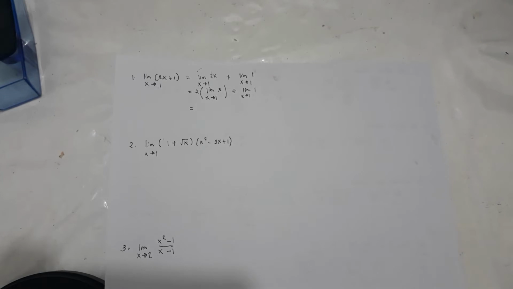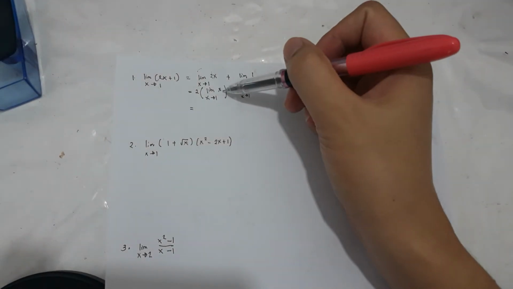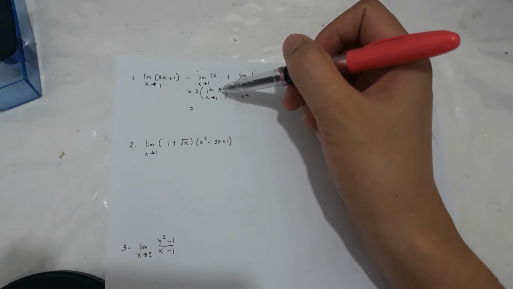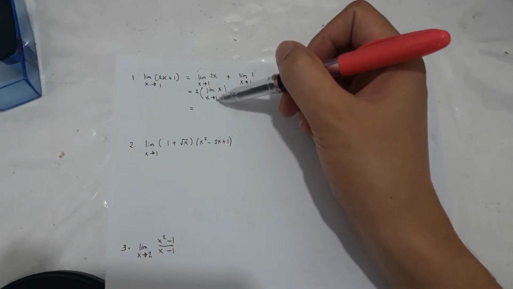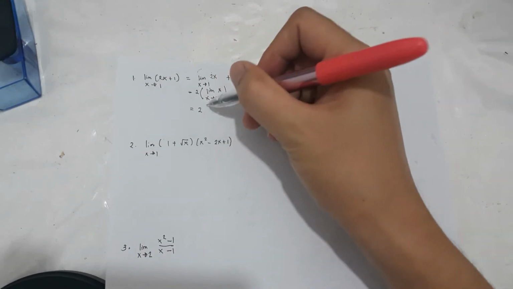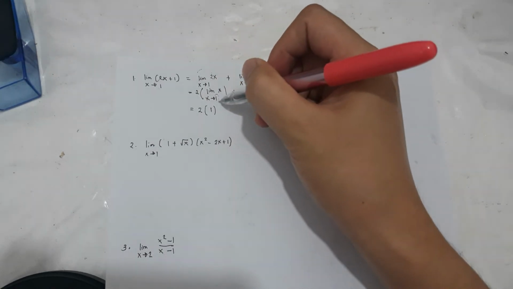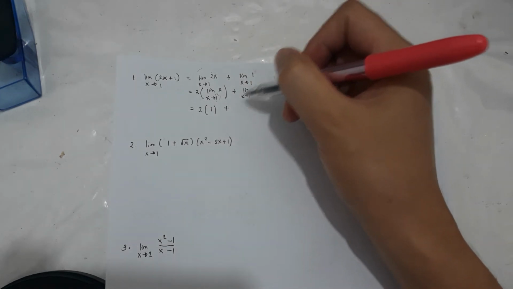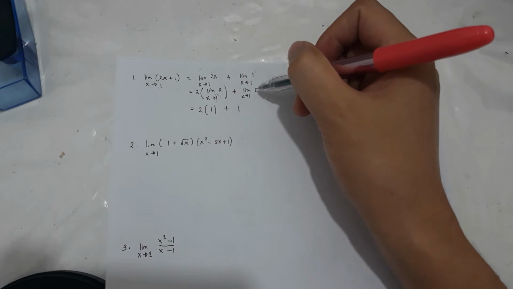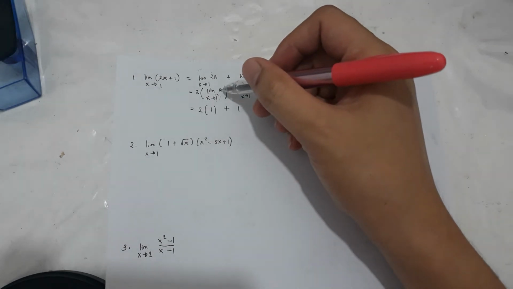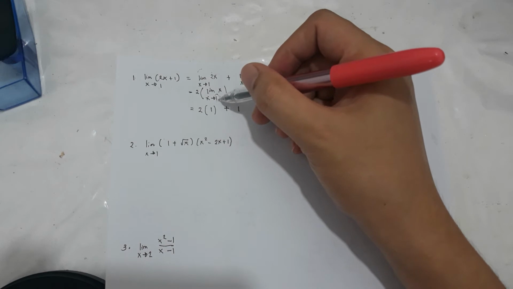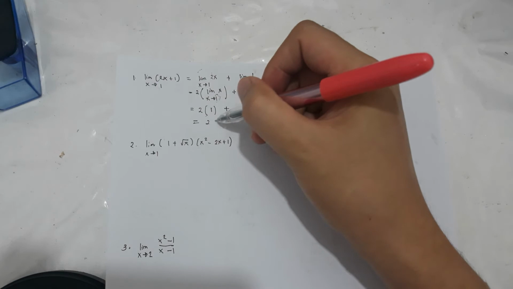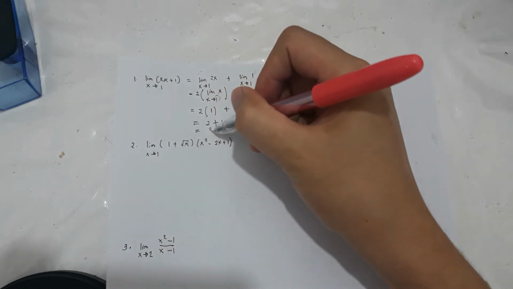This would be equal to 2 times the limit of x as x approaches 1. The limit of a variable is equal to c, so the answer would be the c. Plus, when it's a constant, the answer is the constant. When it's a number, the answer is that number. When it's a variable, a single variable, the answer is what it approaches, or the c. So 2 times 1, that's 2, plus 1, which is equal to 3.